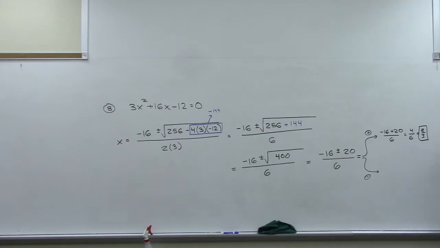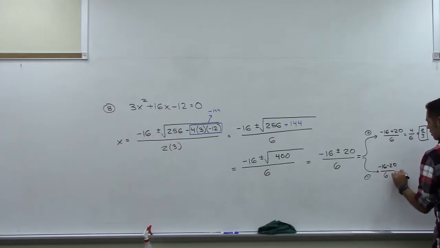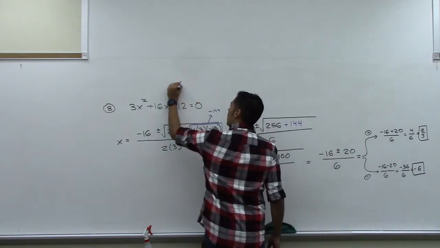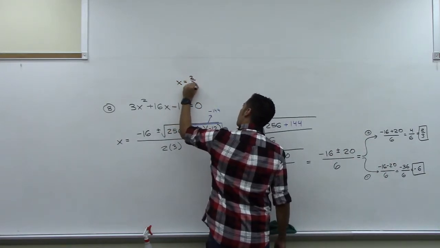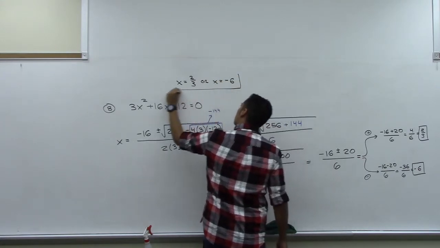Okay, reduce the fraction. Then over here, if we do subtraction, negative 16 minus 20 over 6. The top is negative 36 over 6, which is negative 6. So we have two answers, two solutions for this. X is 2/3 or X is negative 6.